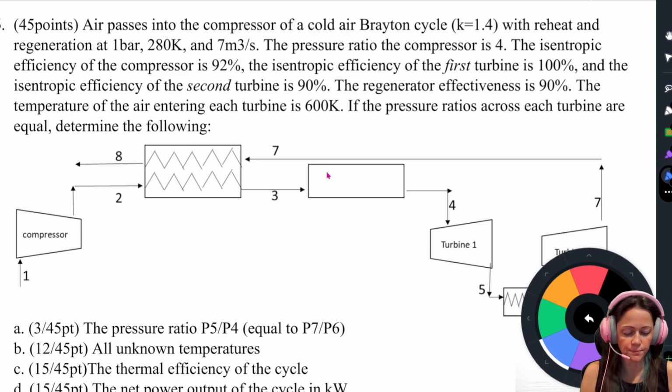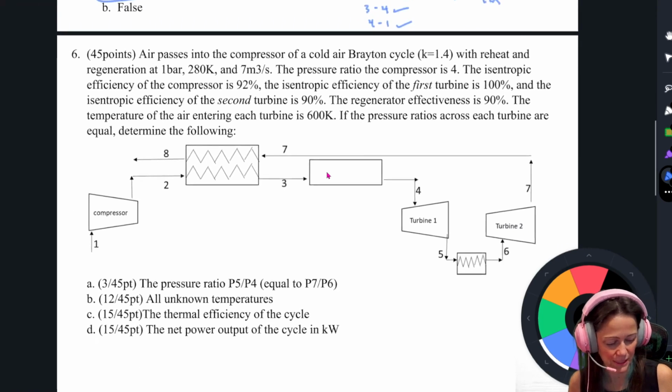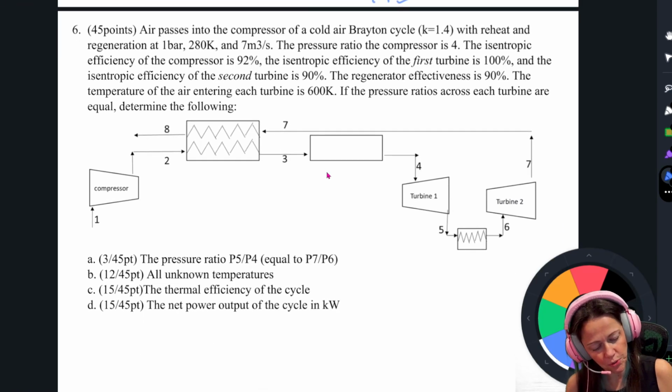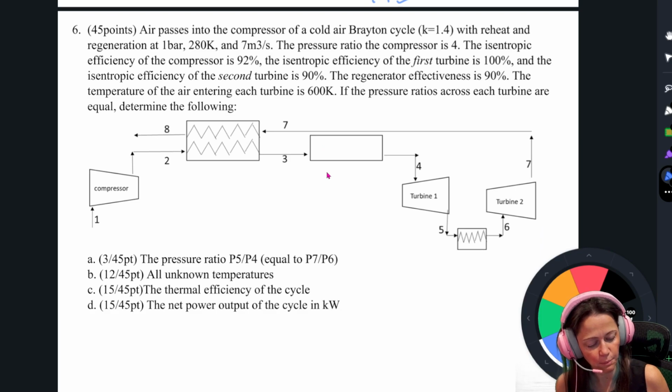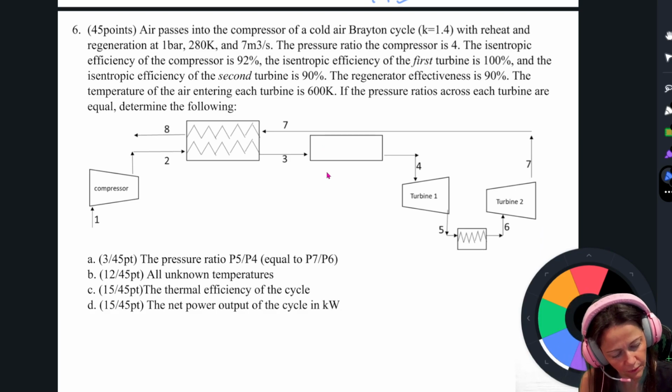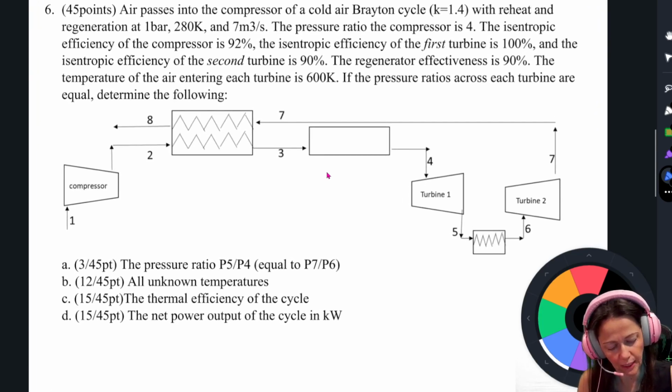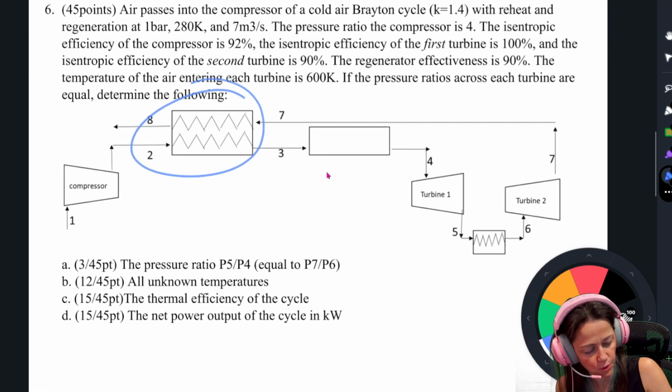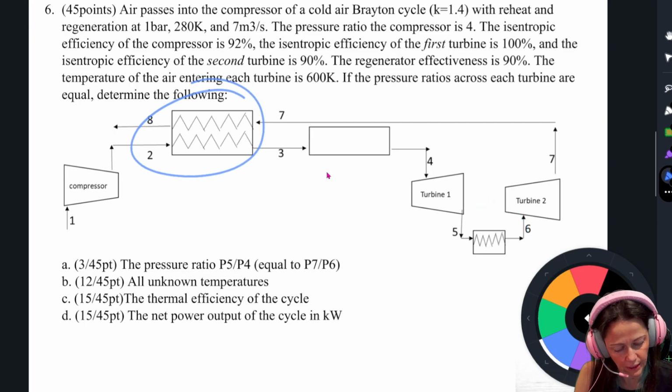All right. So 45 points, problem 6. This is the problem where people tended to have issues. So let's walk through the problem statement. We have air passing through the compressor, going from 1 to 2 of a cold air Brayton cycle with reheat and regeneration. So here's our regeneration and here's our reheat.